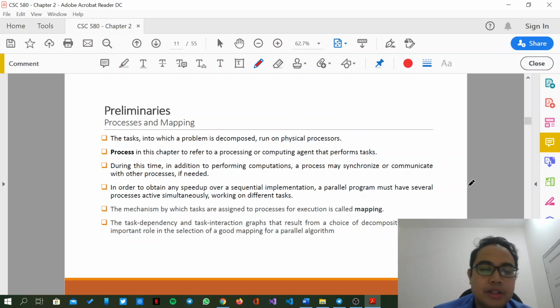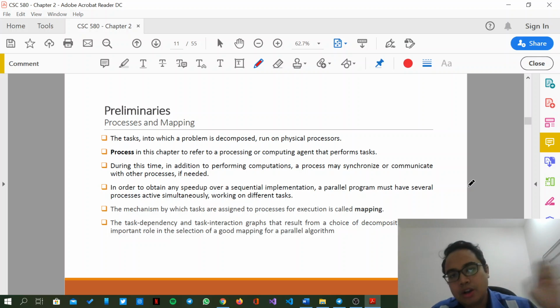In order to obtain a speedup over sequential implementation, a parallel program must have several processes active simultaneously, working on different tasks. The mechanism by which tasks are assigned to processes for execution is called mapping. It means we assign tasks to processes, and that is called mapping, not just decompose. Decompose is one part. Once we have decomposed the task, we have to map the tasks onto different processes. So task A will be executed on process 1, for example. That is one example.